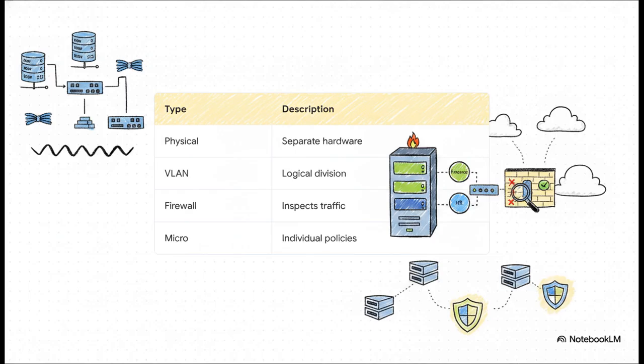So, say, VLAN 10 is finance, VLAN 20 is HR. Then we've got firewall-based segmentation, where firewalls are acting like bouncers, aggressively inspecting traffic and only letting specific ports and protocols through. And finally, microsegmentation. This is the modern approach where individual servers or virtual machines get their very own unique security policies. You'll see this a lot in modern cloud environments and zero-trust setups.